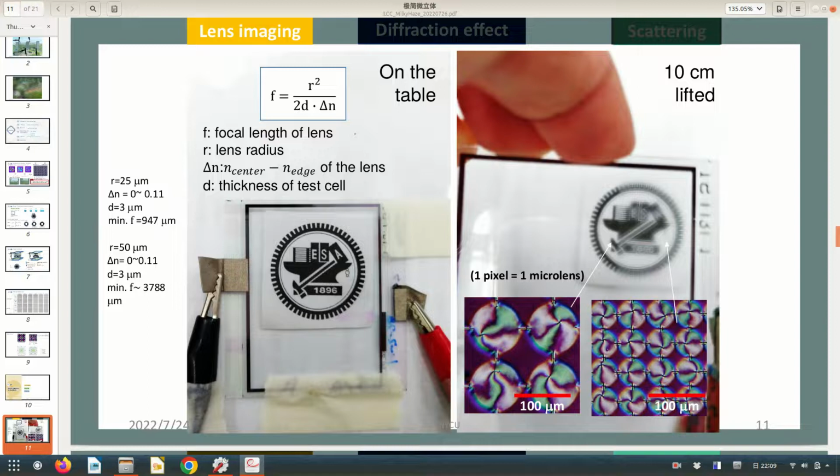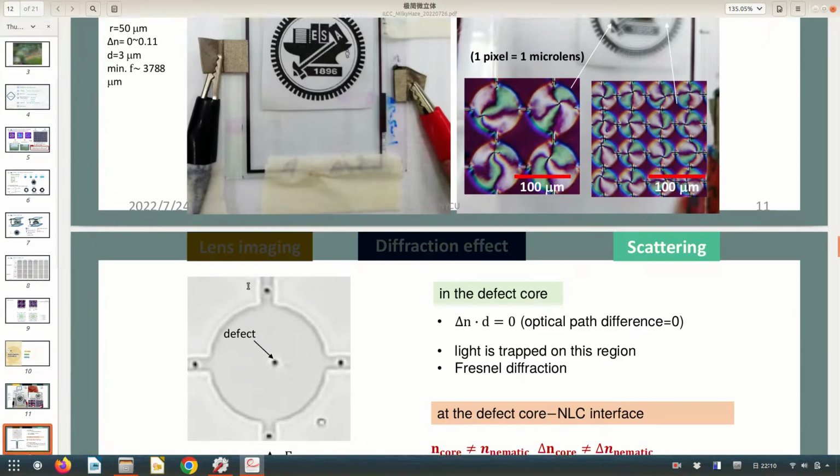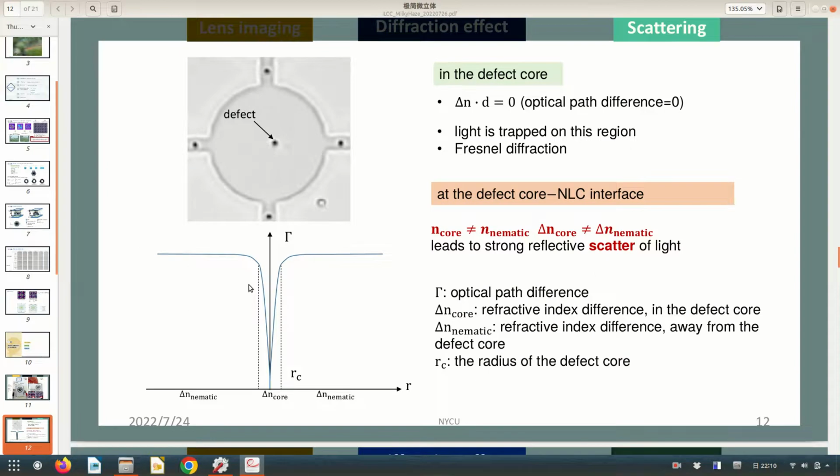And the other thing to notice is that when the object is very close to the cell, then the lens effect and the colorful dispersion just disappear. Okay, so this is about lens imaging. And then the second thing is scattering.